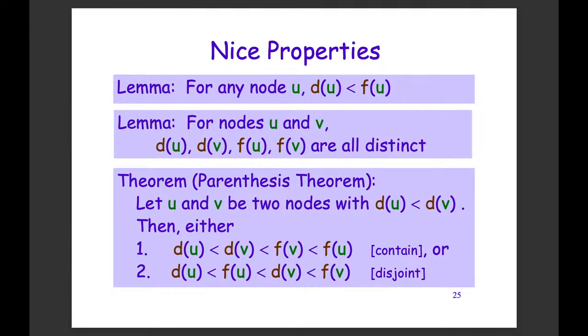We will see that the parenthesis intervals are either disjoint. So disjoint, this is the case. We call it disjoint because we will have d(u), f(u). This is all about the interval of u put in the front, and then this is the interval of v, and then the whole interval of u will appear before the whole interval of v. Okay, so this is called the disjoint case. They don't have any overlapping.